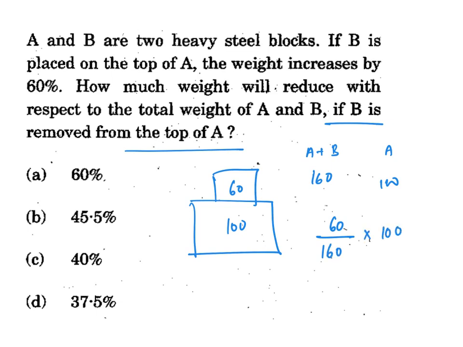I can say 3 by 8 is 37.5%. If you know the fractions already, you can directly say it is 37.5. Otherwise, you can divide and check it.